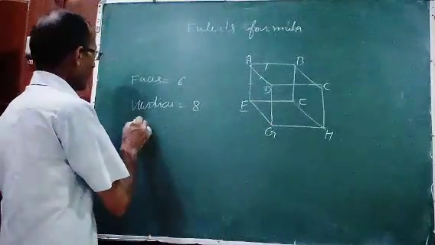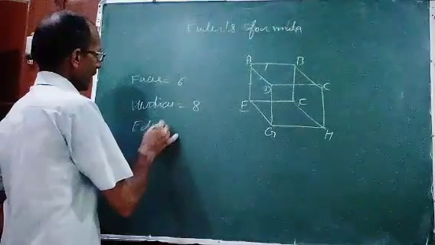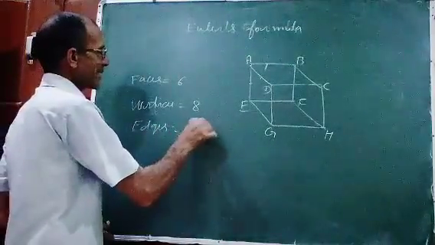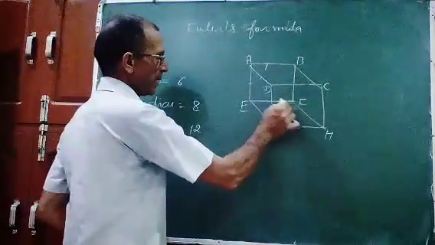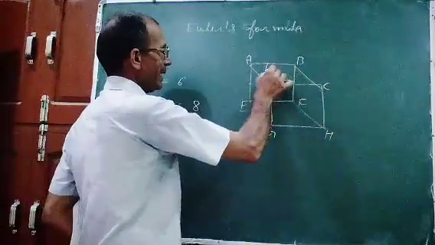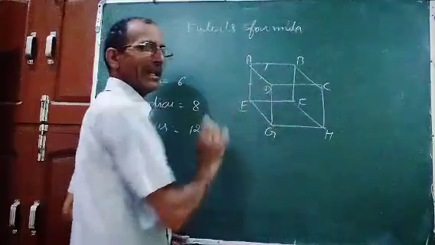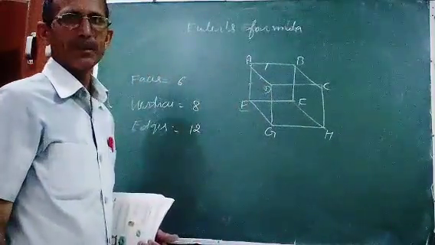How many faces are there? 6. So the number of edges is 12. You can count 1, 2, 3, 4, 5, 6, 7, 8, 9, 10, 11, 12. So there are 12 edges.